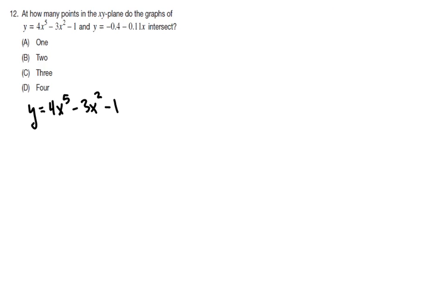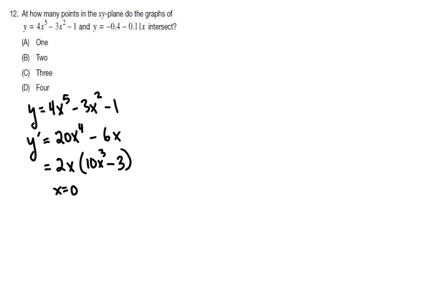Well, if our fifth degree function, 4x to the fifth minus 3x squared minus 1, is y, then y prime would be 20x to the fourth minus 6x. We can factor out from that 2x, leaving 2x times 10x to the third minus 3, from which we can see that we have a zero at x equals 0, and we have other zeros potentially where 10x to the third is equal to 3. We divide both sides by 10, and we're looking for where x cubed is equal to 3/10.